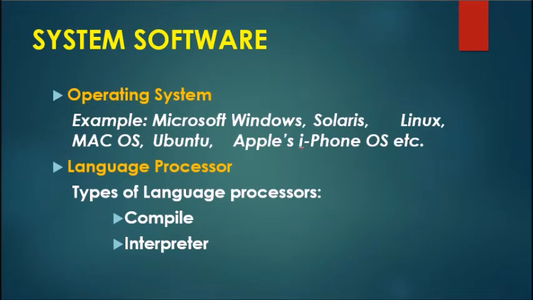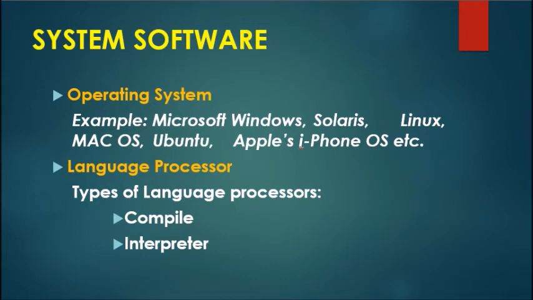System software is basically of two types: operating system and language processor. So an operating system is an interface between a computer user and computer hardware. An operating system is a software which performs all the basic tasks like file management, memory management, process management, handling input and output, and controlling peripheral devices such as disk drives and printers. Some of the examples of operating system are Microsoft Windows, Solaris, Linux, Mac OS, Ubuntu, Apple's iPhone OS, etc.